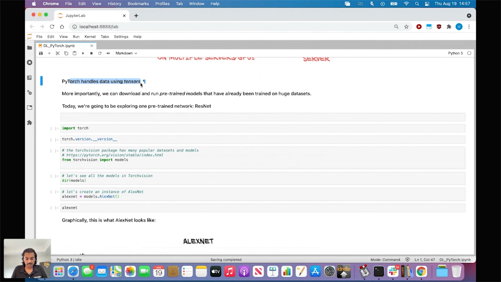But the idea is still the same, guys. It's 2D tensors, 3D tensors, 4D, so on and so forth. It's the same concept, just called a little bit differently. Okay, so the pre-trained network that I want to show you guys is ResNet.